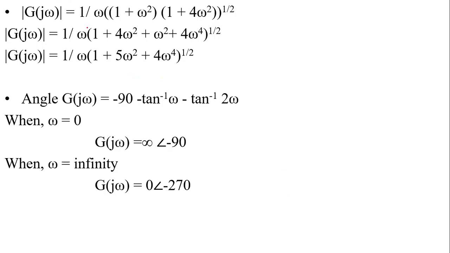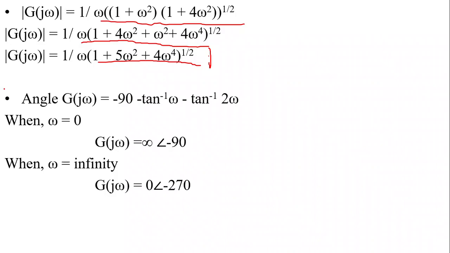Then we have to simplify this. The magnitude of G(j omega) equals 1 divided by omega into the square root of, we have to factorize these two terms, (1 plus omega square) into (1 plus 4 omega square), the whole power 1 by 2. We multiply the bracket terms, so at last we get (1 plus 5 omega square plus 4 omega power 4) the whole power 1 by 2. This is our magnitude representation.